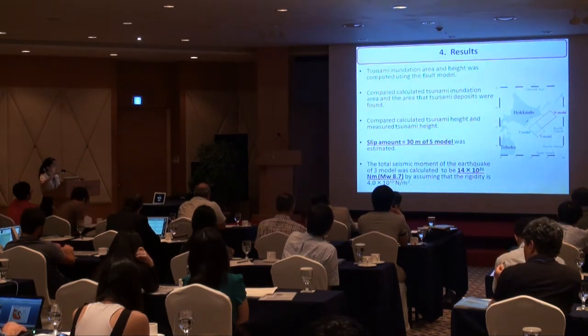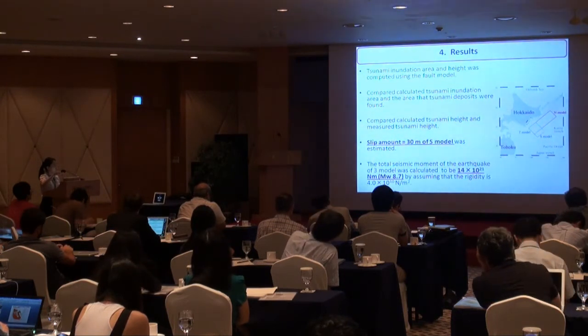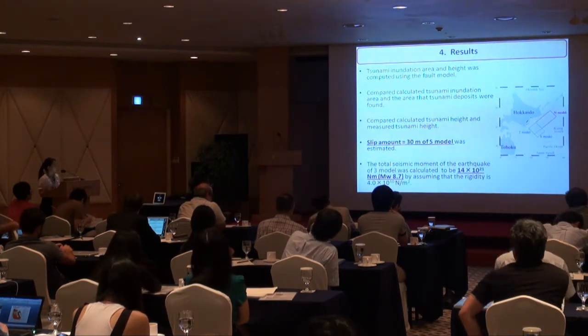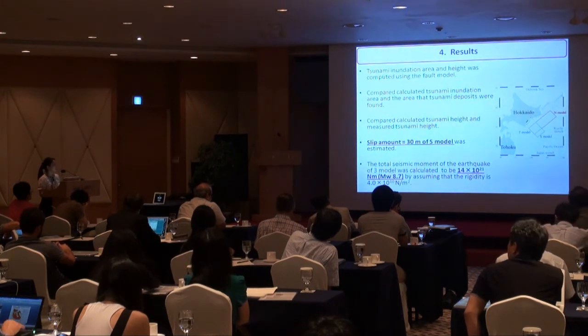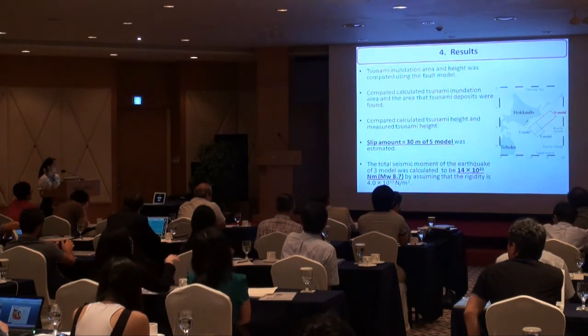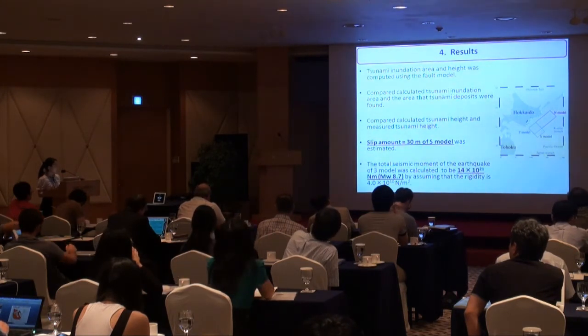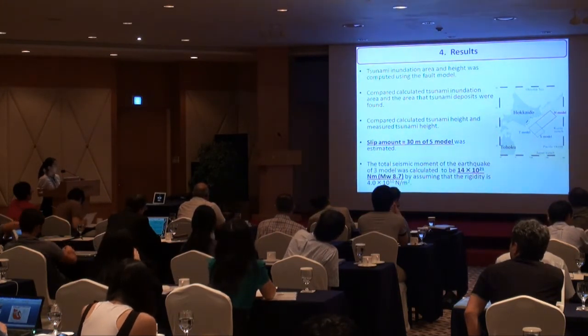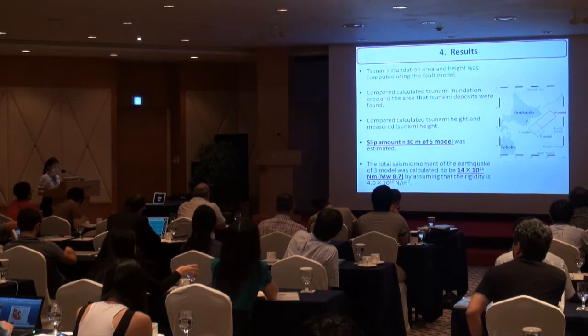A slip amount of 30 meters was estimated for the S model. The total seismic moment of the earthquake of the NTS model was calculated to be 14 multiplied by 10 to the power 21 newton meters, magnitude 8.7, by assuming that the rigidity is 4.0 multiplied by 10 to the power 10 newton per meter squared.